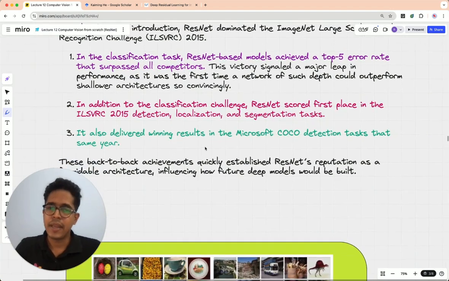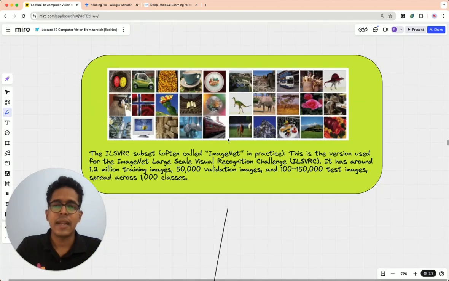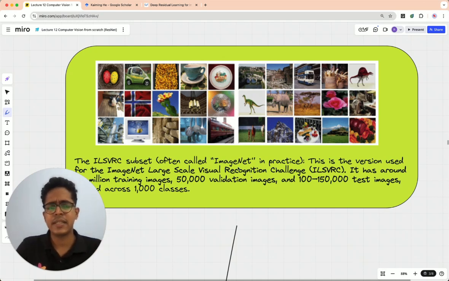And there were many other competitions in which ResNet delivered outstanding results. And the ImageNet competition actually consists of images like this. It's part of the website called ImageNet. You can Google the ImageNet website. And they had a specific set of images on which the researchers could train, but the test images were not open to the public. So you have to submit the model and then they will see how well the testing accuracy is.